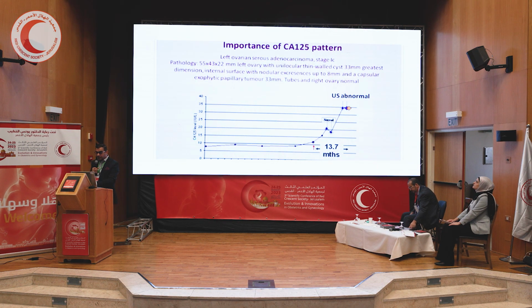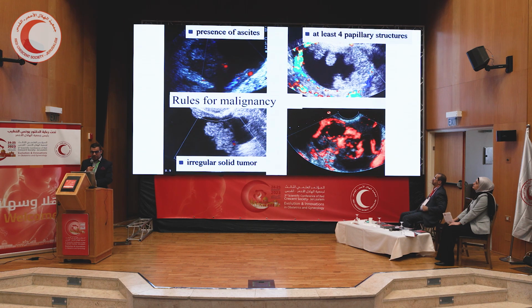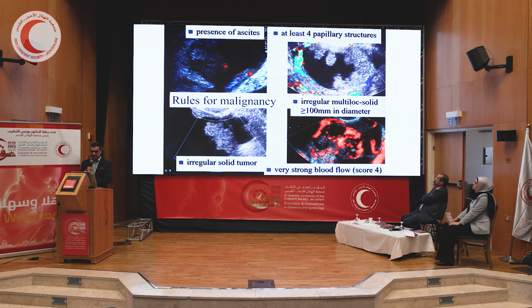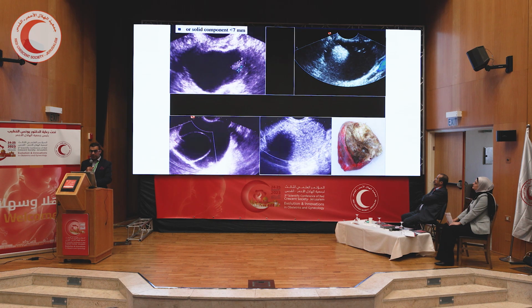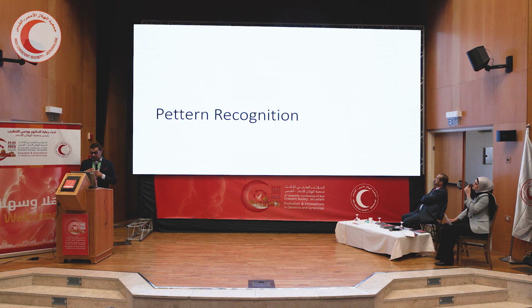and only then can you tell. So again, let me remind you of the rules of malignancy: the ascites, solid tumor, papillary projections, and more than 10 centimeters multilocular. And for the sake of it, the other thing I would like you to know is that sometimes there is something called pattern recognition. When you do an ultrasound scan, this is a hemorrhagic cyst, flip, move on. This is just an endometrioma, we know, move on.